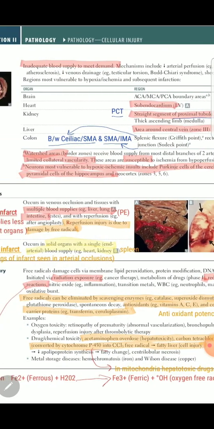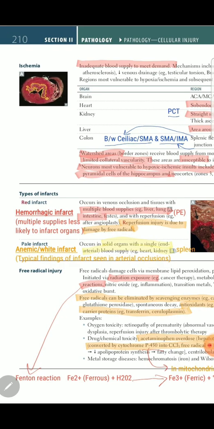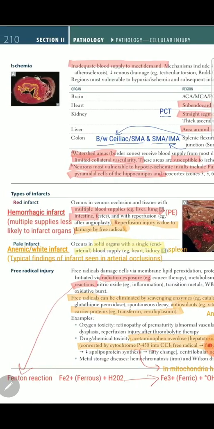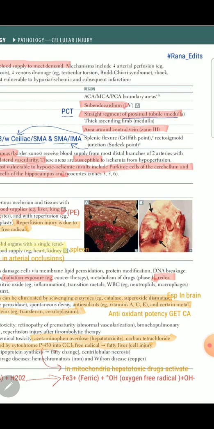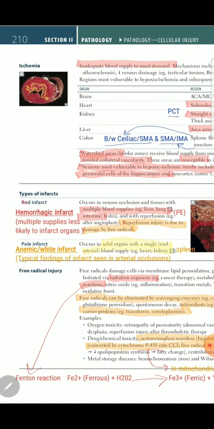We can see pale infarcts here in the picture, and then we'll learn about the red infarct, or hemorrhagic infarcts. So B here is a pale infarct. And then the red infarcts happen in an organ which has multiple supplies. Usually an organ with multiple supply won't have infarctions, because the other counterpart supply will try to preserve the organ function.